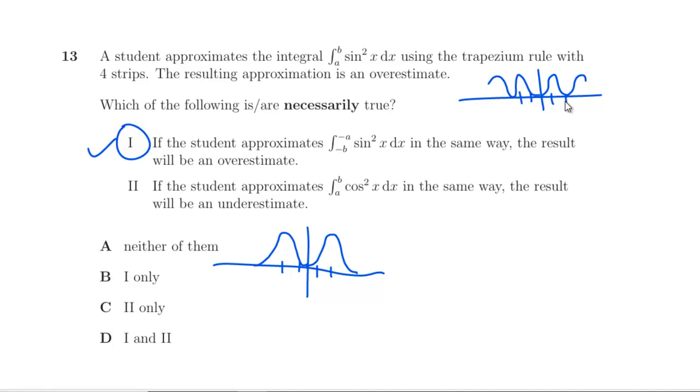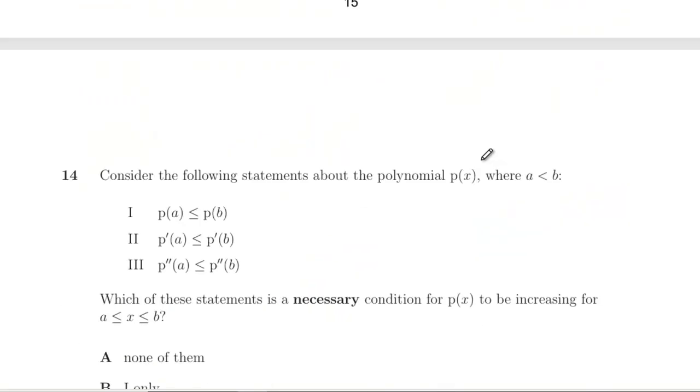The first bit. If the student approximates, oh god, right, okay, cos squared instead, the result will be an underestimate. Right, so when do we get the overestimate? We've got an overestimate for sine. Overestimate means it's curving that way, underestimate means it's curving that way. If I put cos on here, it would come down something like that. So the curve that way on sine is a curve that way on cos, and vice versa. So yeah, that is going to be true as well, because they are opposite of each other. So I think it's both of them, which is D. Right, that was tougher than the previous 13.